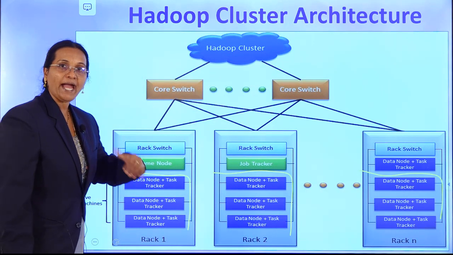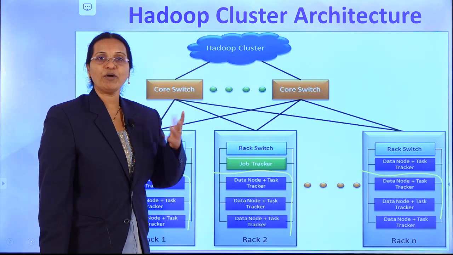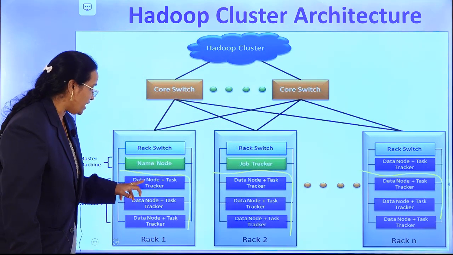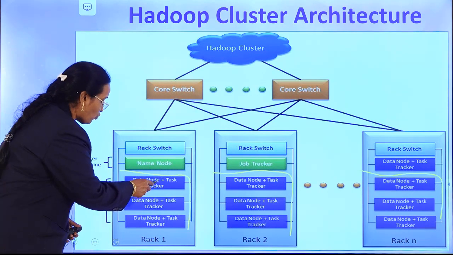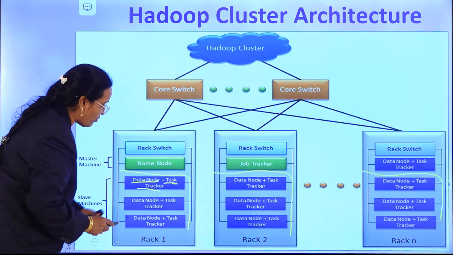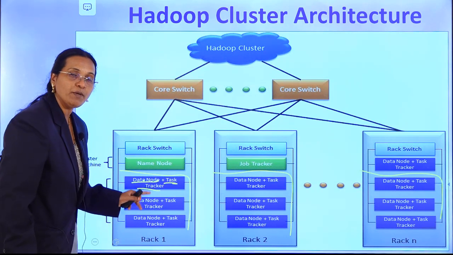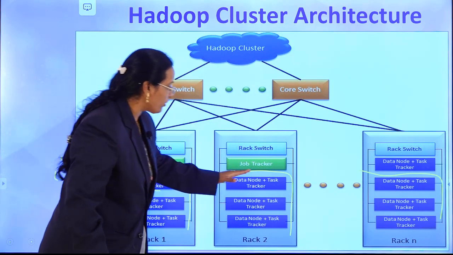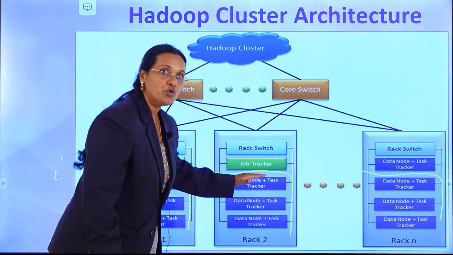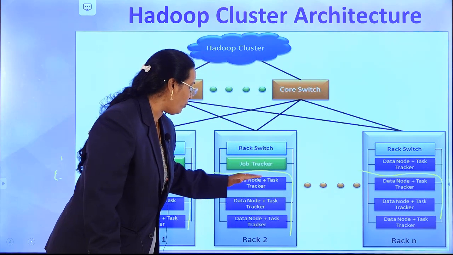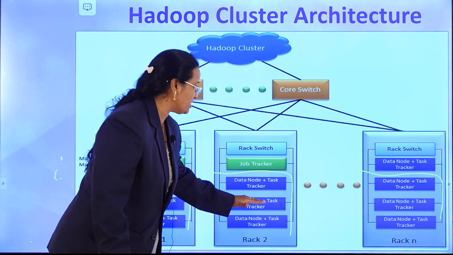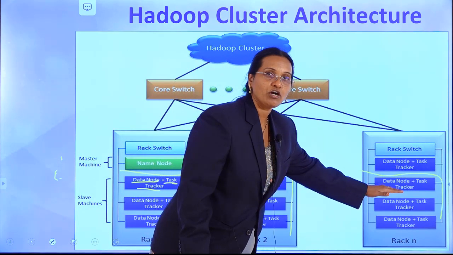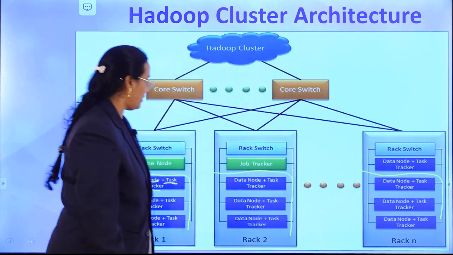What is a daemon here? It is a background process that nobody will see. So two daemons will be running, called data node and task tracker. On every node, these daemons will be running, and these daemons will be doing the processing. So on all the slave nodes, two daemons are running, data node plus task tracker.